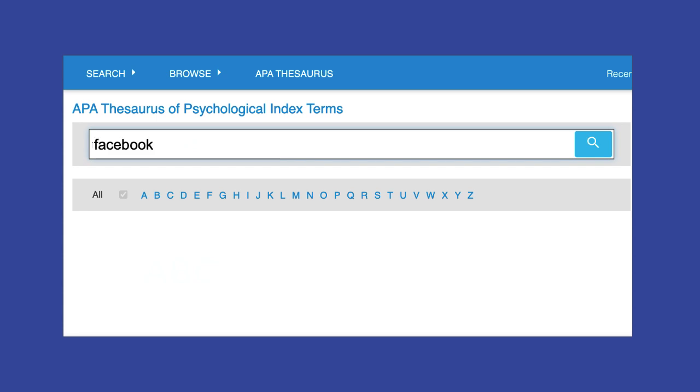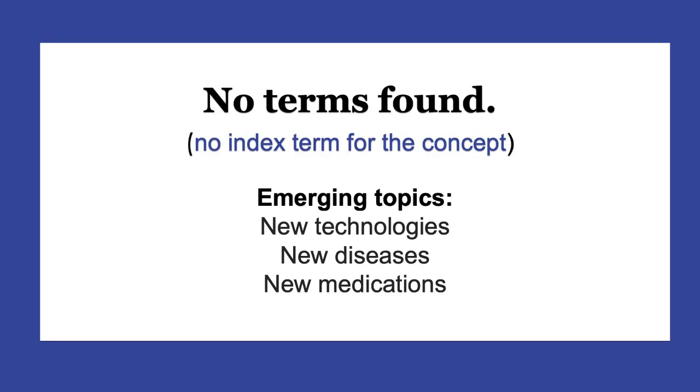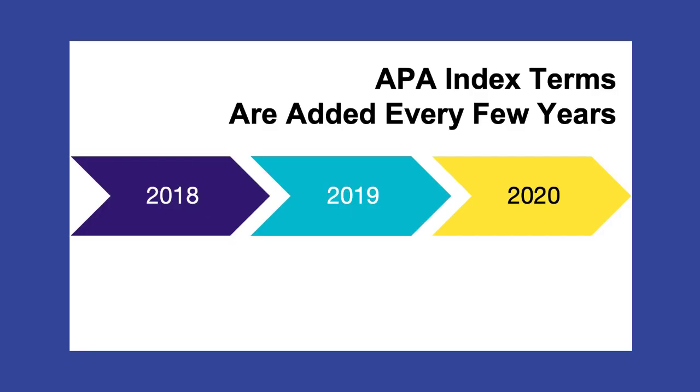For example, if we were to search for the term Facebook in the APA Thesaurus, we would get a message that says no terms found. In addition to terms that are out of the database's scope, emerging topics may not have corresponding index terms as yet. APA updates the terms in the thesaurus every few years, so until there are enough articles to warrant a new index term, there might not be one for your concept.